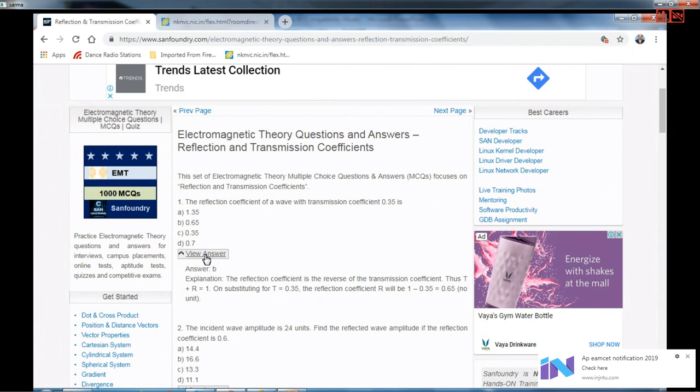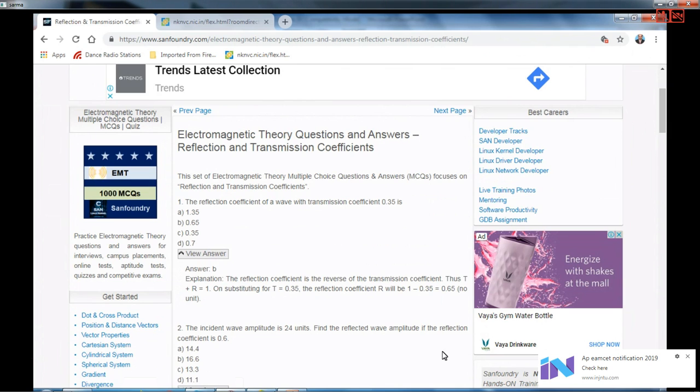So out of the total power, it is the transmission plus reflection that can happen. So incident voltage is equal to transmitted voltage plus reflected voltage. When you take these two with reference to the incident voltage, one is equal to the transmission coefficient plus the reflection coefficient. So the transmission coefficient is given as 0.35, so the reflection coefficient must be equal to 0.65, so that the total sum is equal to 1.